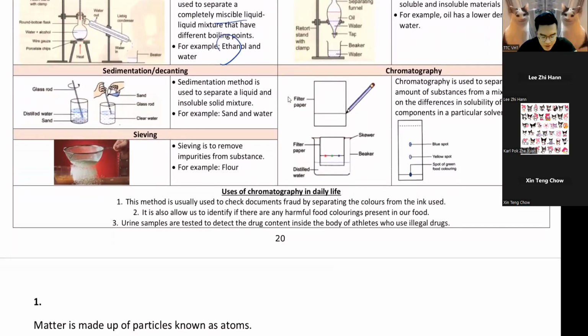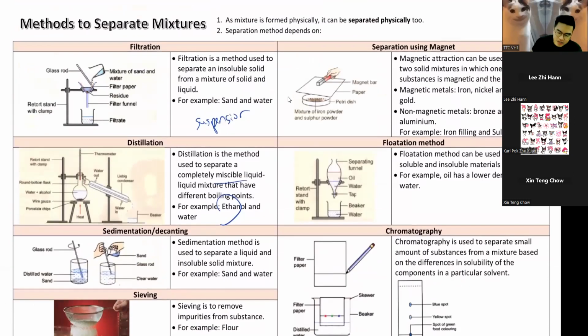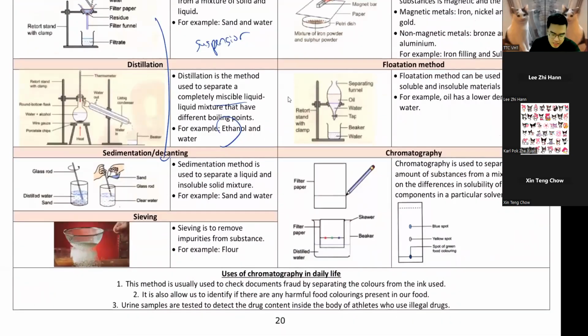Okay, so for now, sedimentation or decanting. This is very similar to filtration. But if you don't have a filter paper, you will let the thing sink to the bottom. This is called sedimentation.